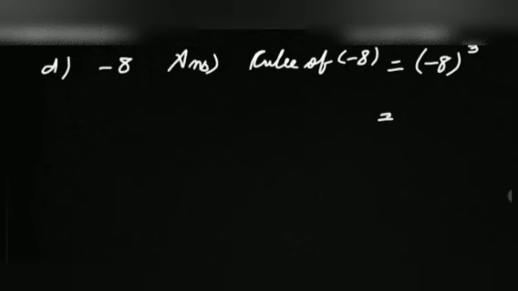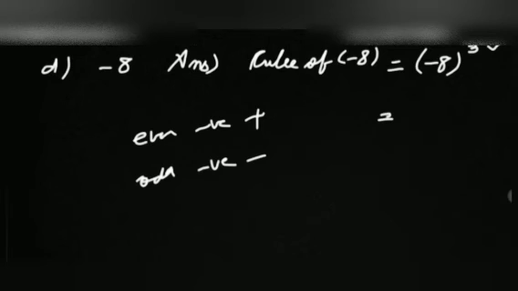Here, can we apply that rule? Yes, we can apply. Why? What is the rule? Even power of a negative integer is positive and odd power of a negative integer is negative. Here cube is which power? Odd power or even power? Cube means raised to 3. So, 3 is an odd number, isn't it? Very good. 3 is an odd number.